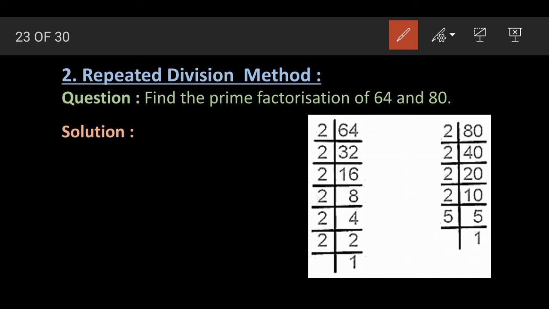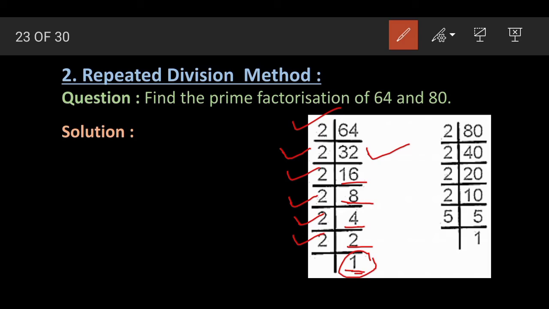Our smallest prime number is 2. If it is not divisible by 2, then move to 3. In this way you have to divide the number with the help of prime numbers. Here I have divided 64 by 2, so I get 32. Again I have divided by 2, so the number is 16. Again by 2, so the number becomes 8. Again by 2, it becomes 4. Again by 2, it becomes 2. Again 2, 2 ones are 2, so the remainder is 1 here.